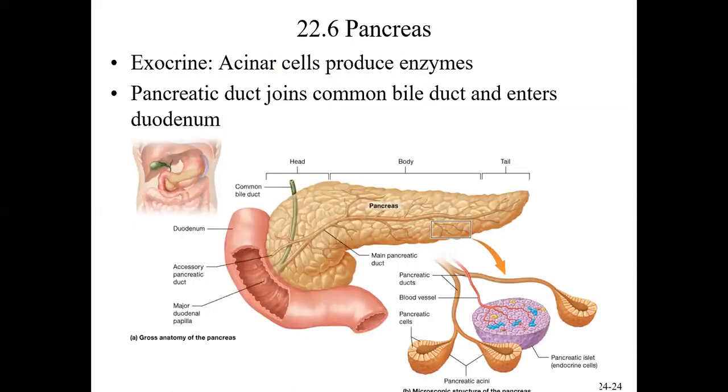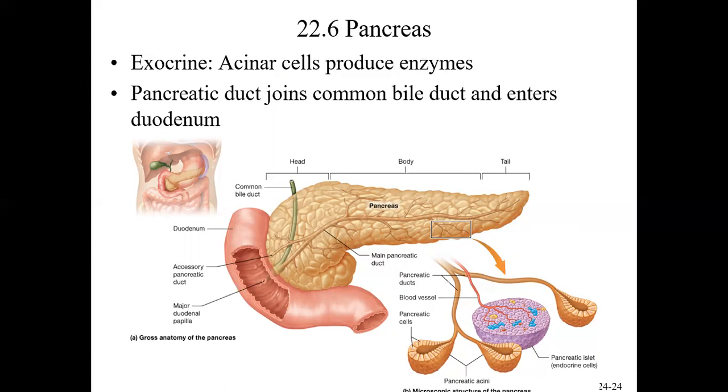Now, those are the main structures associated with the GI tract, but there are some accessory structures, organs that we need to talk about that are part of this system. We've already mentioned the pancreas in an early chapter back in 16 because it is an endocrine organ, because it does produce hormones. Well, it also functions as an exocrine organ because it is a gland that produces enzymes.